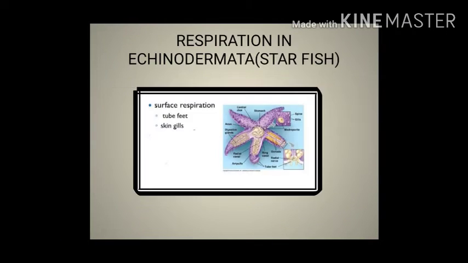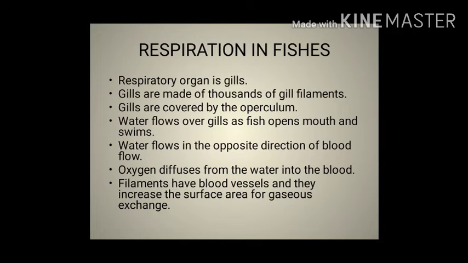Now, respiration in fishes. The respiratory organ is gills. Gills are made up of thousands of gill filaments. Gills are covered by the operculum. Water flows over the gills as the fish opens its mouth and swims. Water flows in the opposite direction of blood flow. Oxygen diffuses from the water into the blood. Filaments have blood vessels, and they increase the surface area for gaseous exchange.